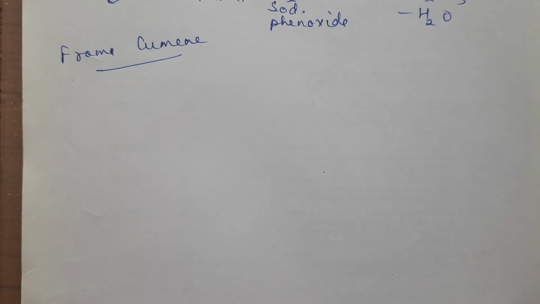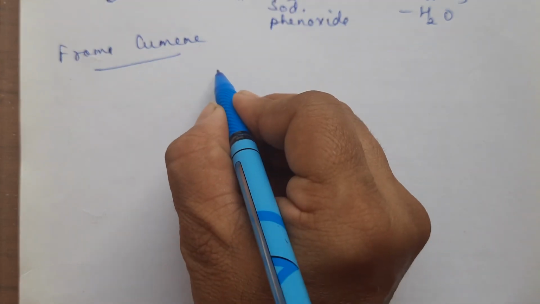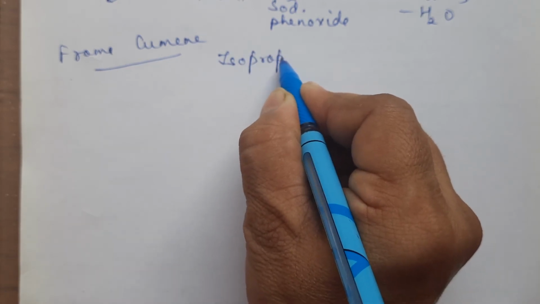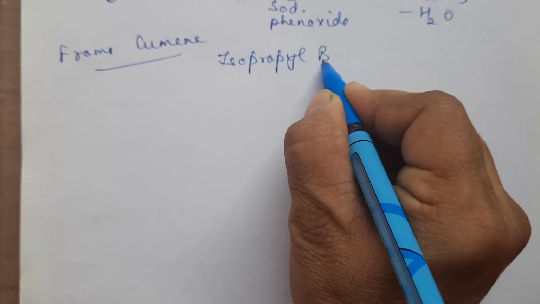Another important method we are discussing is from cumene. Now what is cumene? Cumene is isopropyl benzene.